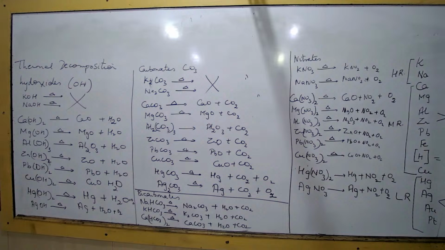Is this clear? Now we come to copper sulfate, the last one. It's not on the board because I have not taught you sulfates. I have only taught you hydroxides, carbonates, nitrates, and bicarbonates. Now, copper sulfate is a very common compound found in the laboratory, so therefore I am telling it to you, and it is there in the textbook. What is the color of copper sulfate? Blue. It's blue in color.